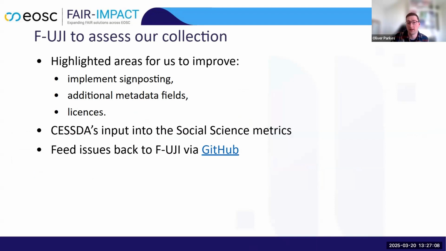So we discussed implementing signposting to make our repository a bit more machine interoperable, a bit more machine readable, potentially adding additional metadata fields to make our data more FAIR. It also led to a discussion around licenses. Other than our open data, which is made available through a UK Open Government Licence or a Creative Commons, our other licenses are all bespoke, which can make the steps to access data a bit more difficult for both humans and machines to understand what's going on.